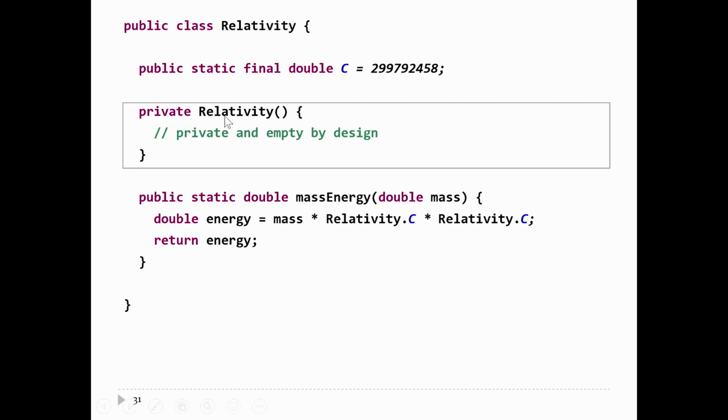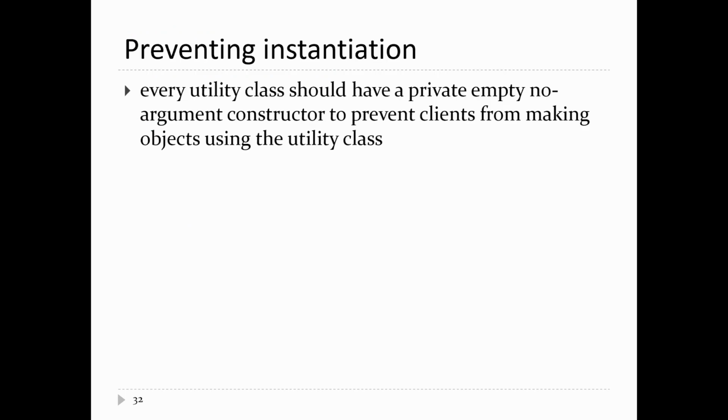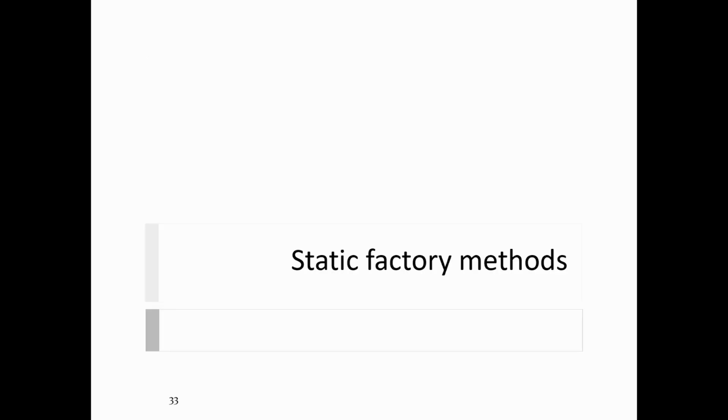By adding our own constructor, Java doesn't put one in for us. So now, if you try to make a new relativity object, it doesn't work, because that constructor is private. And that's how you make a utility class in like 5 minutes. It's very easy to do. Everything's static, add a private constructor, and that's the end of the story. So whenever you make a utility class, always make sure that it has a private, empty, no argument constructor, or some other constructor, it doesn't matter. That prevents people from making objects using your class.